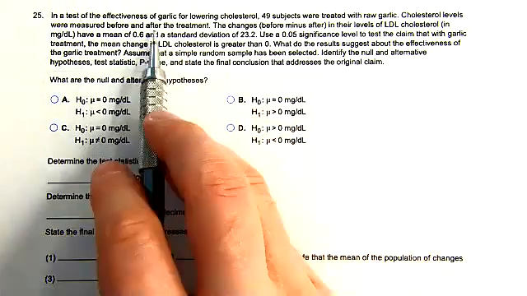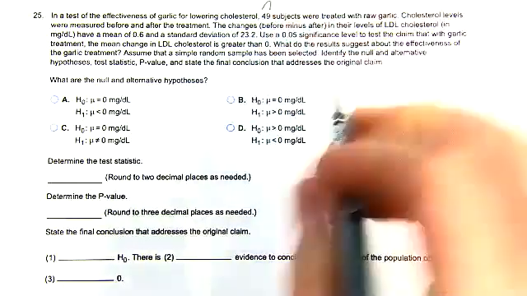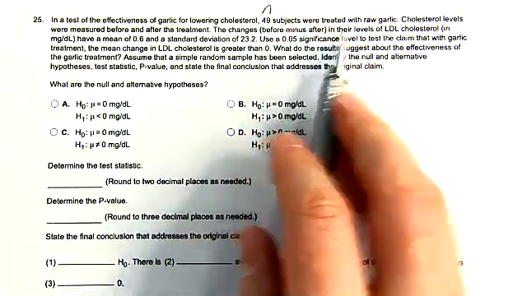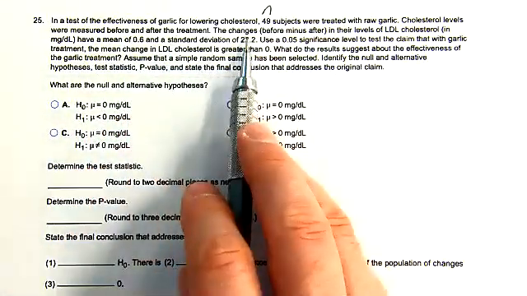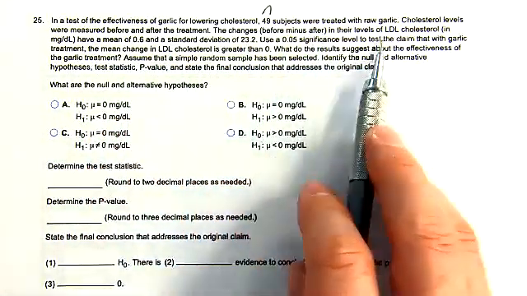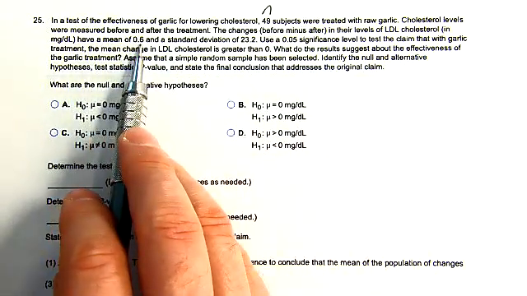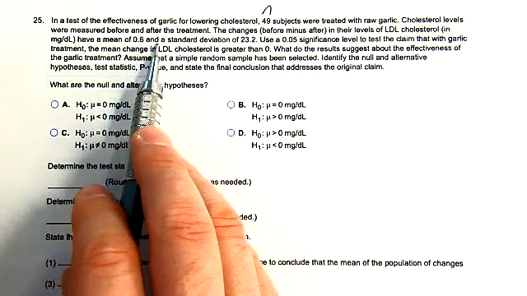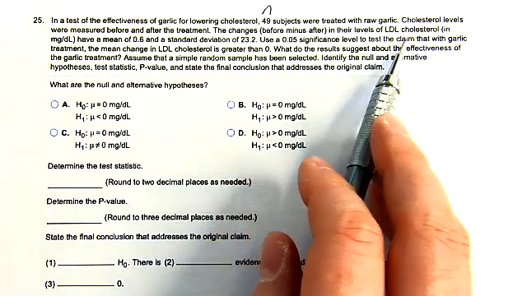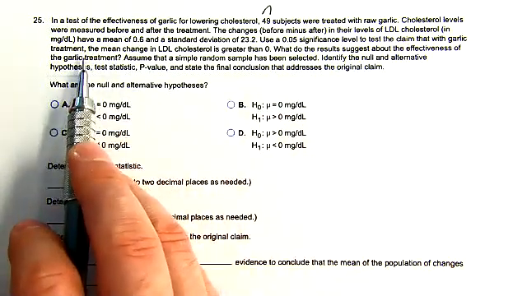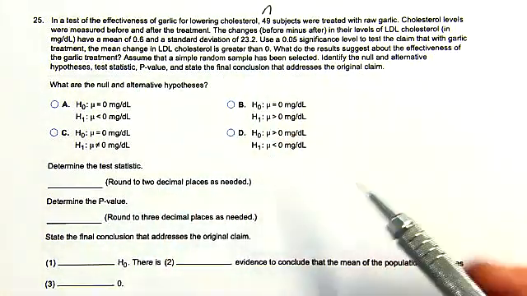In a test of the effectiveness of garlic for lowering cholesterol, so we've seen this problem before, 49 subjects were treated with raw garlic. Cholesterol levels were measured before and after the treatment. The changes before minus after in their levels of LDL cholesterol have a mean of 0.6 and a standard deviation of 23.2. Use a 0.05 significance level to test the claim that with garlic treatment, the mean change in LDL cholesterol is greater than 0.